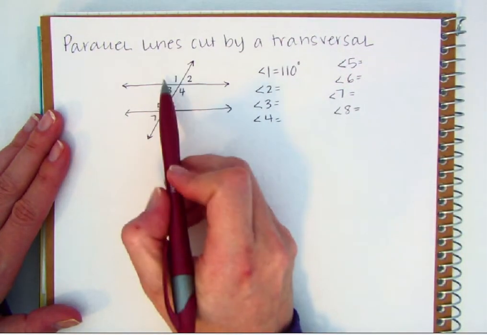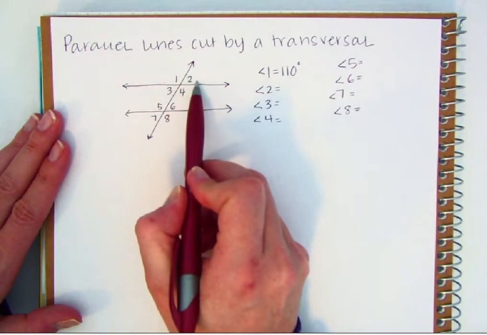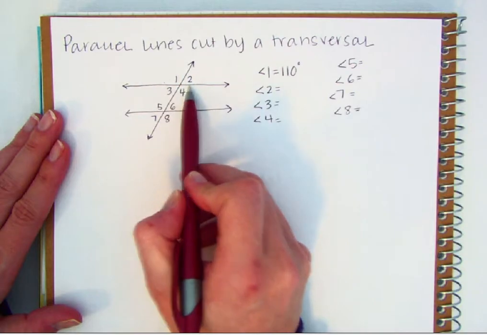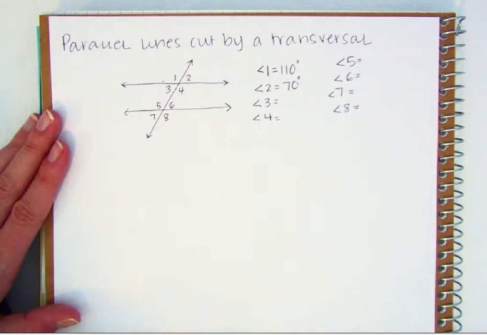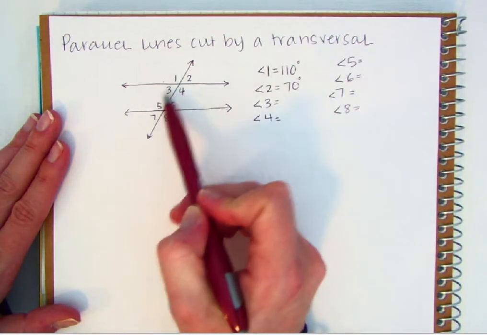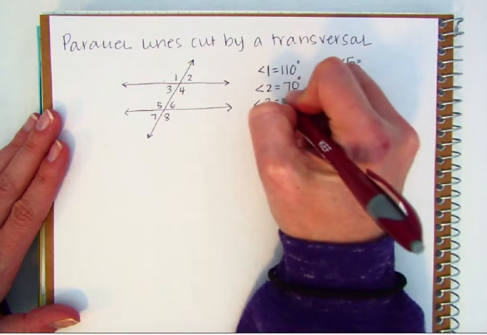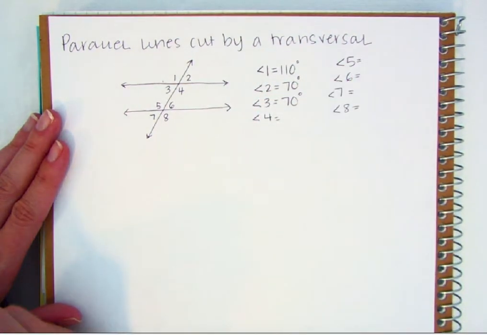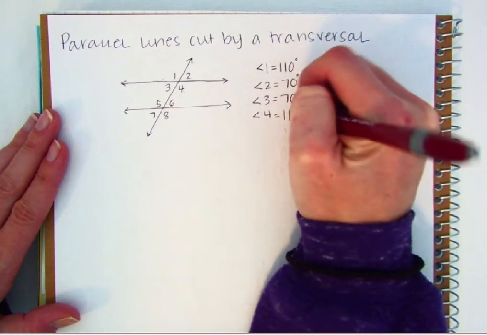We know that angle 1 and angle 2 are on the same line, so we're going to do 180 minus 110, and that's going to give us 70 degrees. Then we say, well, angle 2 and angle 3 are vertical, across from each other, so they must be the same, 70 degrees. And angle 1 and angle 4 are across from each other, so they must be the same, 110 degrees.